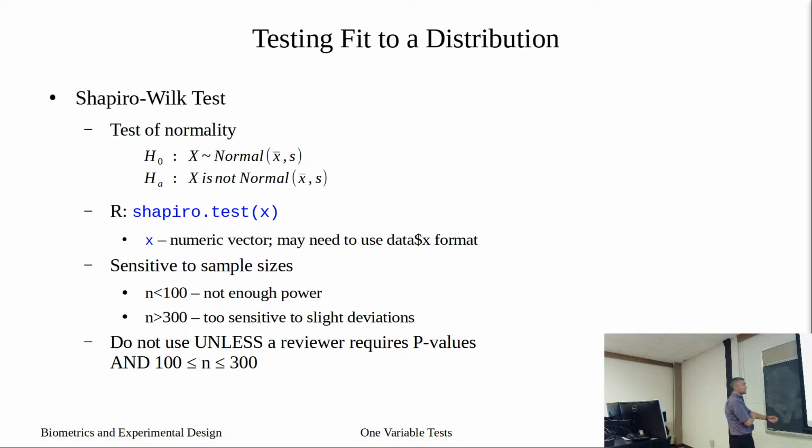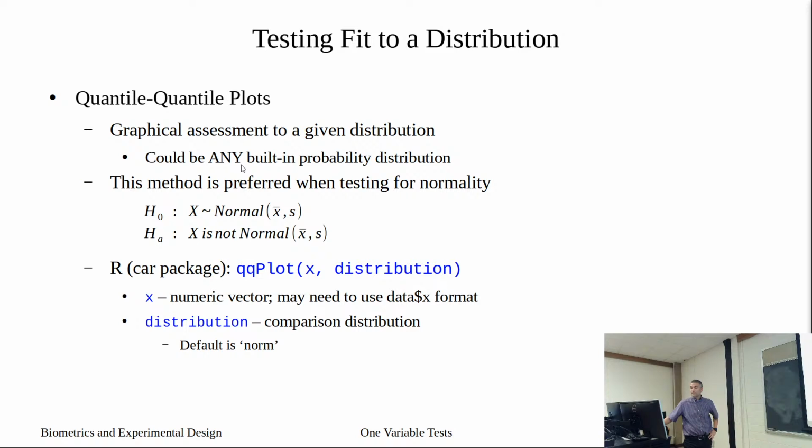And that's why I said do not use it unless a reviewer requires p-values, and our sample size is within that range. If it's not, then I would just respond to the reviewer and say, look, Shapiro-Wilk lacks the power, or look, our test is robust to violations, we really don't need to do this. And your associate editor should recognize that you gave a valid argument, or they'll go to the stats person and ask them.